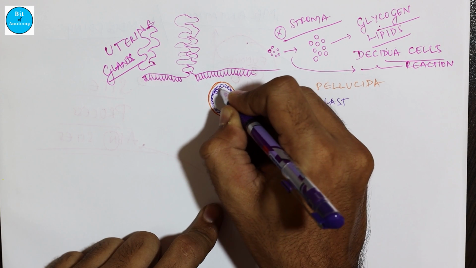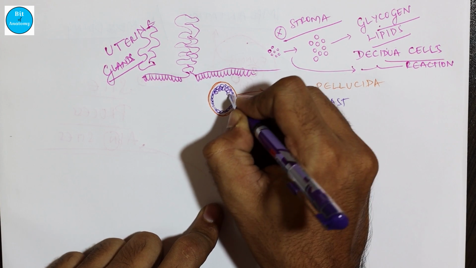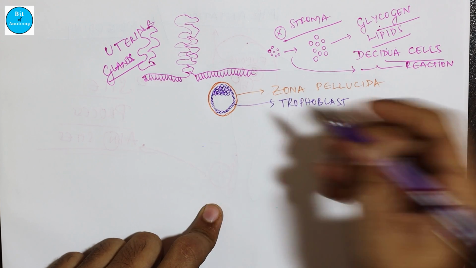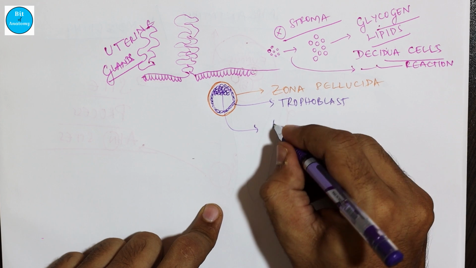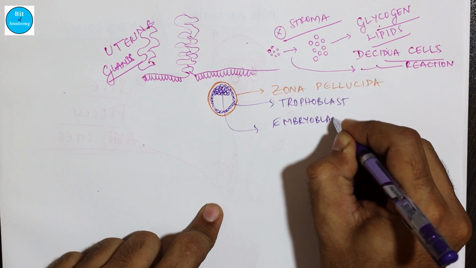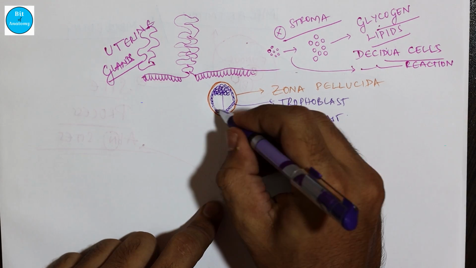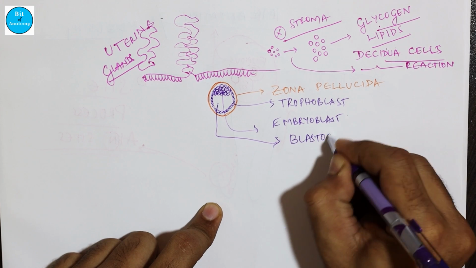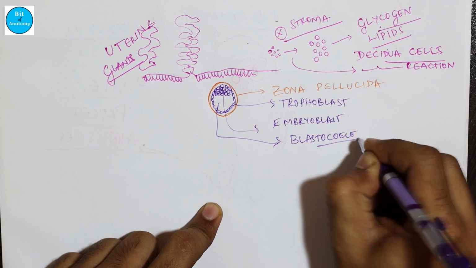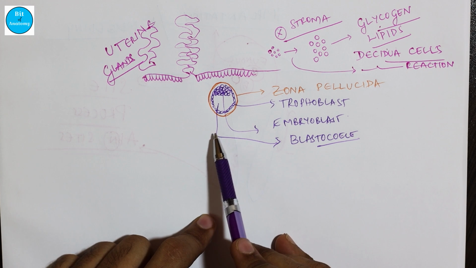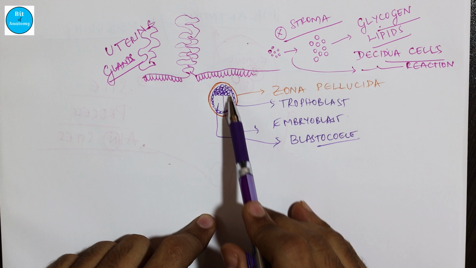and towards one end there will be a group of inner cells called the embryoblast. And this cavity, as you all know, is known as the blastocele. So these are the parts of the blastocyst we can appreciate: the zona pellucida, trophoblast, embryoblast and the blastocele.